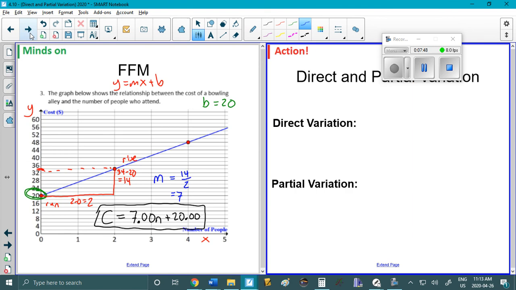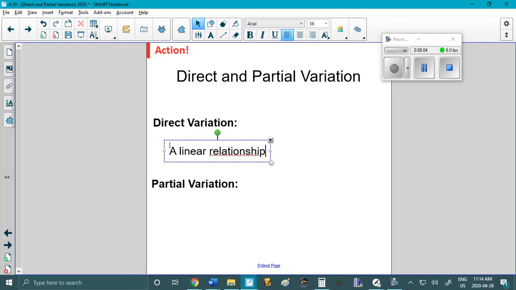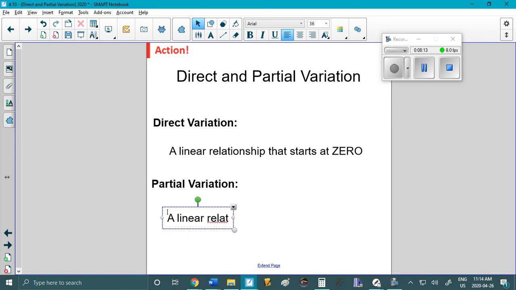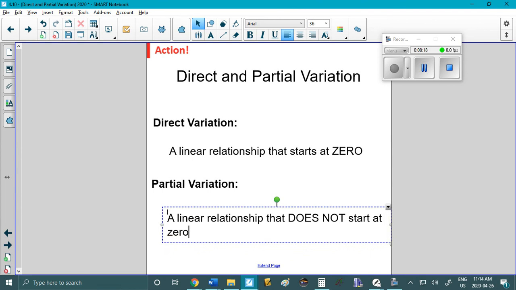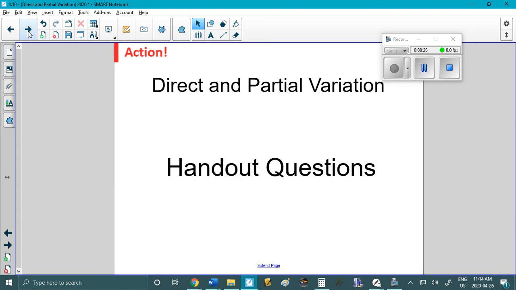Okay. So that is it for the first 5 minutes. I think what you're going to find is that today's lesson is like nothing. It's the tiniest, littlest new information, and then you're just going to practice the old stuff with the new stuff. All right, so direct variation, this is a linear relationship that starts at 0. A partial variation is a linear relationship that does not start at 0. So make sure you get those definitions into your handout. This is really the new thing today. So it's mostly going to be practicing old stuff.